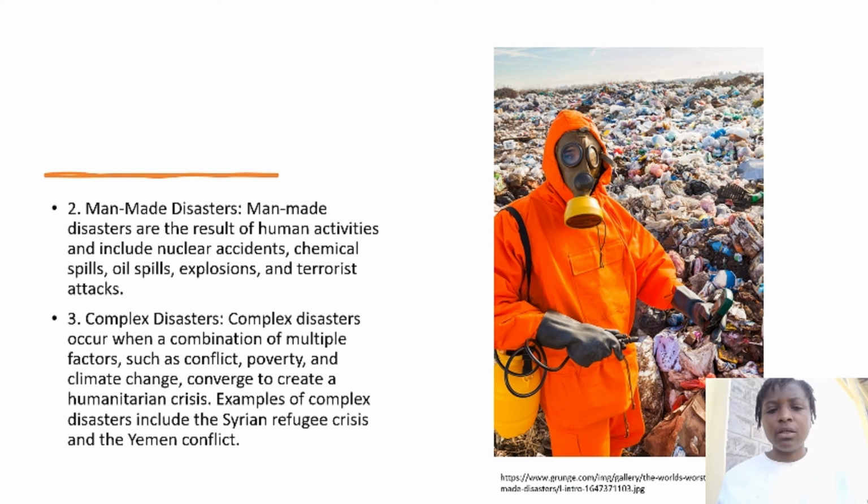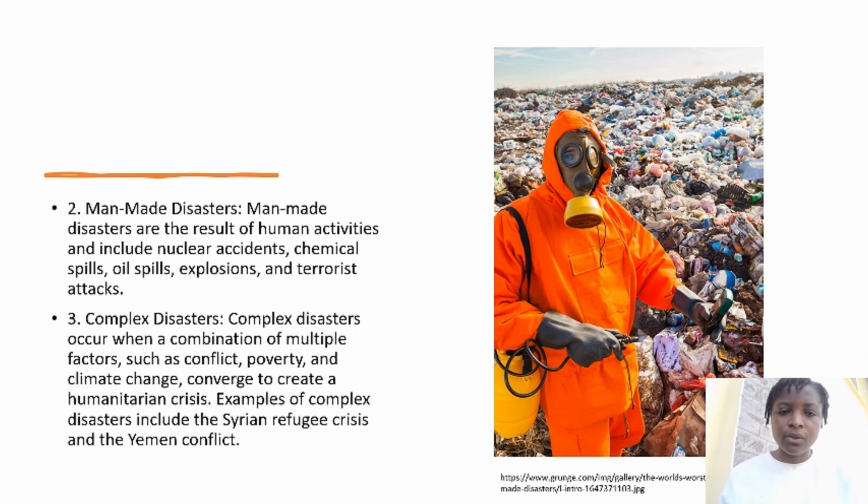Also, there are man-made disasters. Man-made disasters are the result of human activities and include nuclear accidents, chemical spills, oil spills, explosions, and terrorist attacks. Here, human activities like when they are testing bombs. Testing bombs can cause earthquakes or destruction of properties like breaking down of bridges or demolishment of houses.